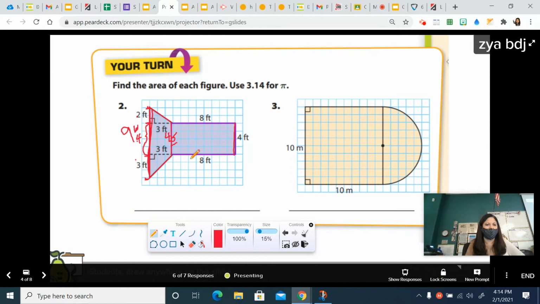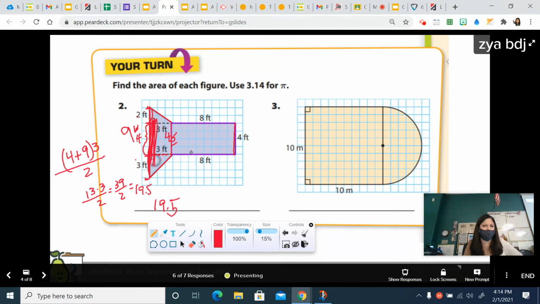So now I'm going to take base 1 plus base 2, multiply it by the height. What is the height? This dotted line, that's your height. Times 3 divided by 2. So I have 13 times 3 divided by 2. That's going to give me 39 divided by 2. That's going to give me 19.5 because it's almost 40. 19 and a half. This 19.5 comes from this trapezoid.